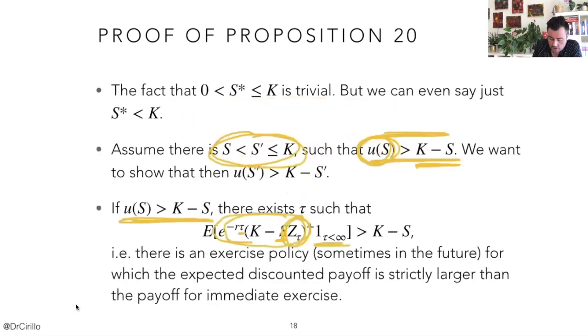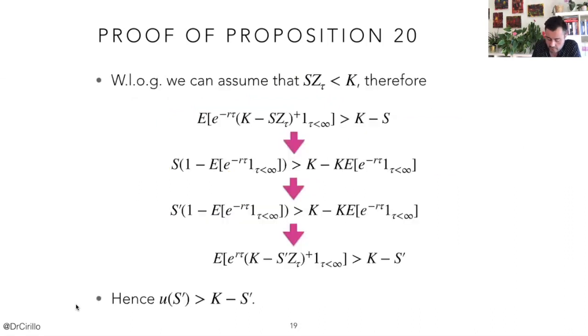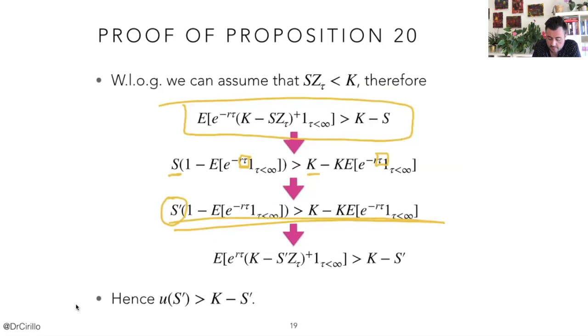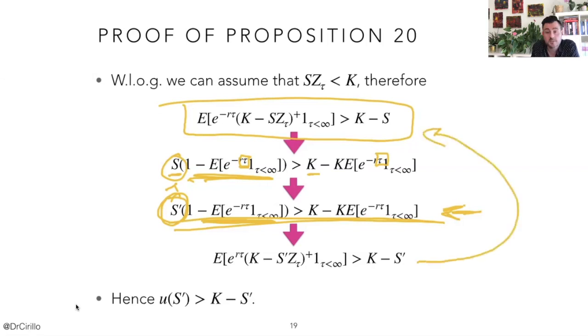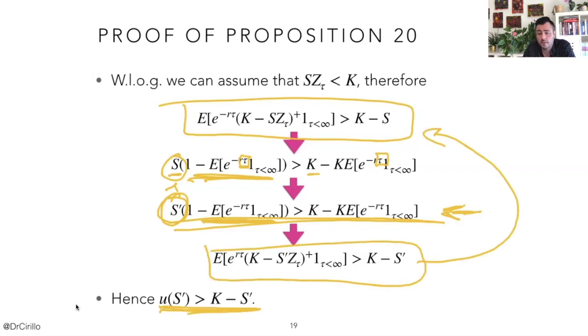Now, what we know by assumption is that S prime is larger than S. So if I substitute S prime for S, this inequality still holds, because this quantity is multiplying the same quantity as here, but S prime is larger. So this inequality is satisfied. But if this inequality is satisfied, I can rearrange the terms back to obtain something similar to this, and now this equation is an equation of this type. But what does this equation tell us? It tells us that u of S prime is strictly larger than K minus S prime. So also for the price level S prime, we will not exercise because that would be suboptimal.